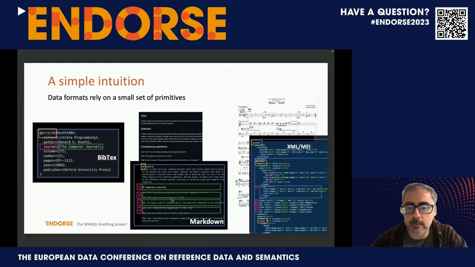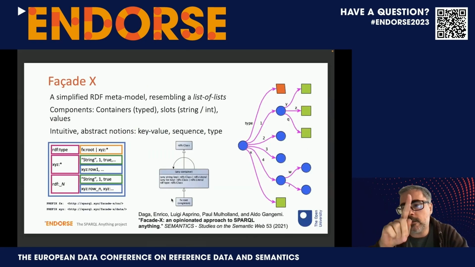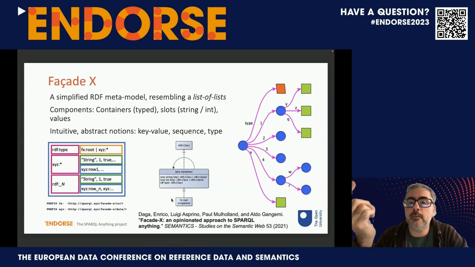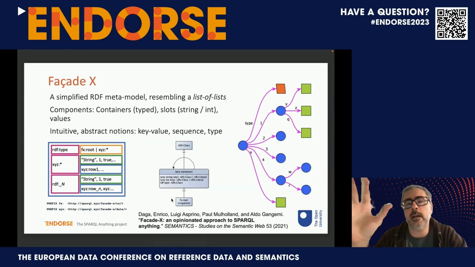And we identified a few of them. We identified collections, containment, sequencing, and key values. And we make the bet that with a restriction of RDF, by selecting a small component, we can imagine and design a facade, which is a version of RDF that we can use to re-engineer potentially any format.